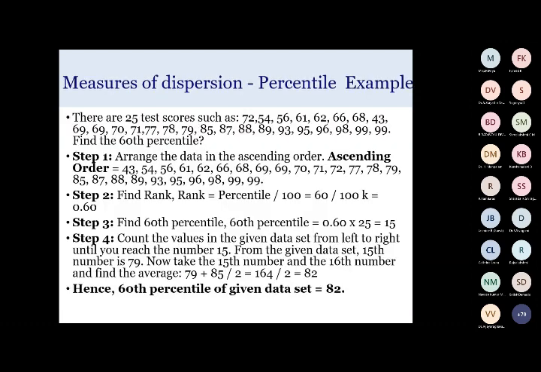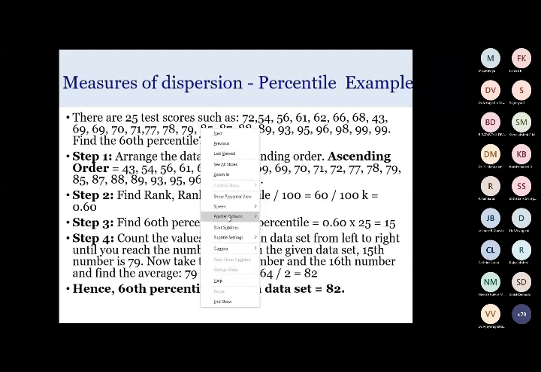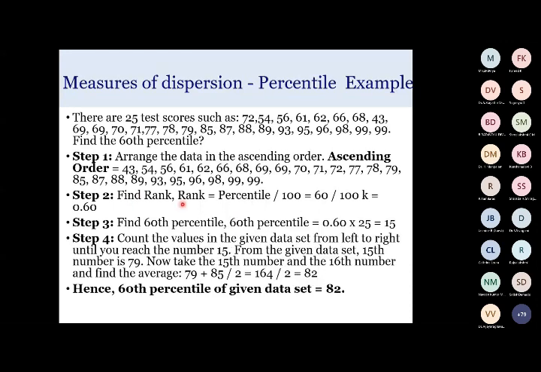Okay, I will give you an example. Here you have 25 test scores. You first have to arrange them in ascending order. After arranging these 25 test scores, I have it like this. And I have to find out the rank. How do I find out the rank? The formula is percentile k divided by 100. I want to identify the 60th percentile. So 60 divided by 100, I will get 0.60.